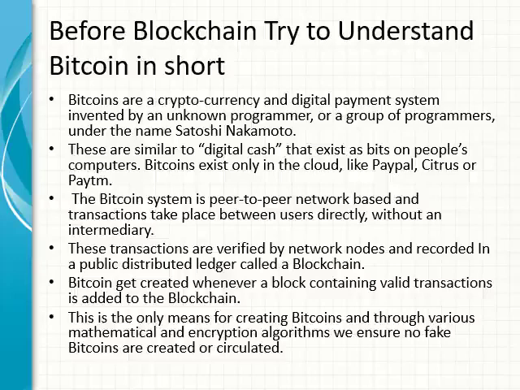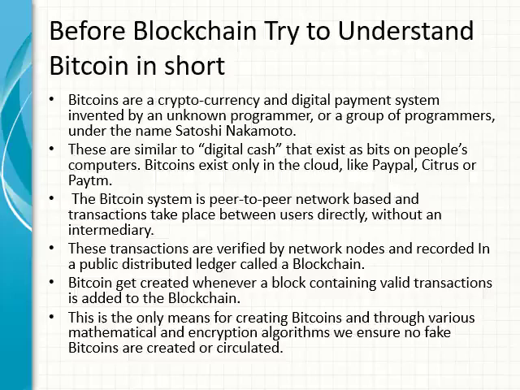So Bitcoin gets created whenever a block containing a valid transaction is added to the blockchain. So whenever the transaction is committed, whenever the transaction is validated, the block which contains the transaction is added to the blockchain. This is the only means for creating Bitcoins. The block is created and the block is inserted in the blockchain. This is the only way the transaction will happen.